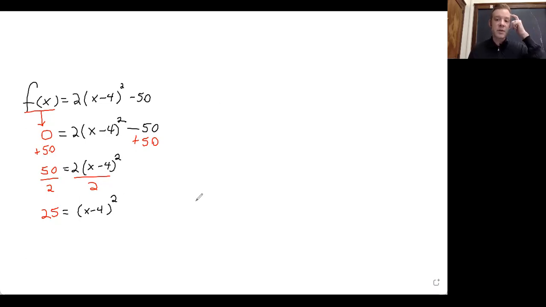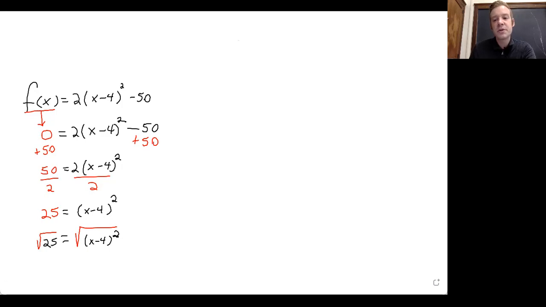So my next step, this is sort of the key step for these problems, is we need to cancel out this power of 2. Now, in order to cancel out a power of 2, we need to square root both sides of the equation. So I'm going to take the square root of the left side, and I'm going to take the square root of the right side. The things that are inside the square roots are going to be the same as the previous line. So 25 is inside the square root on the left, and parentheses x minus 4 squared is inside the square root on the right side.